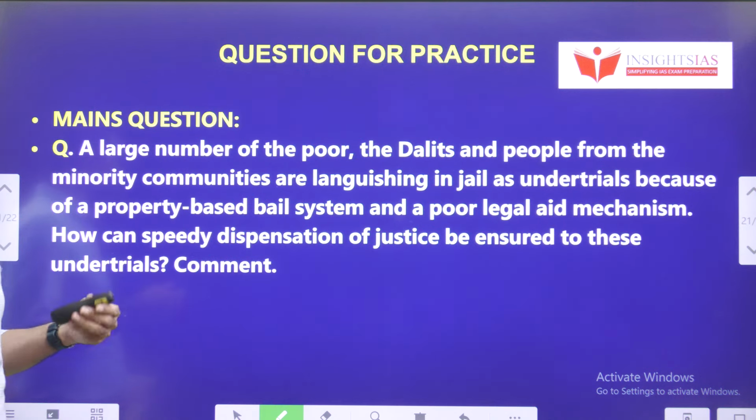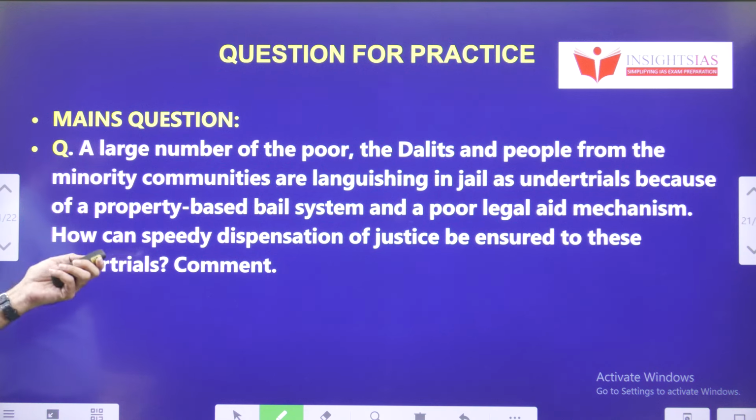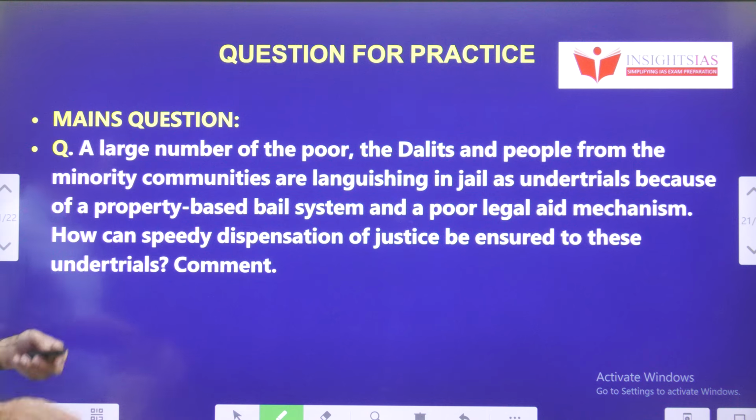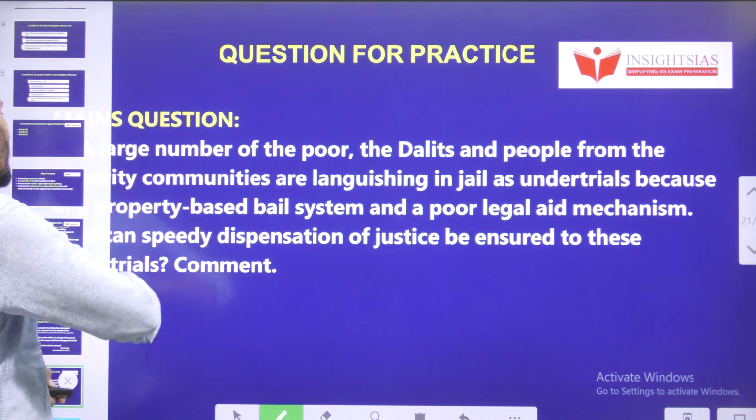A large number of poor, Dalit and minority community people are still languishing in jail as undertrials because they are unable to fulfil the bail conditions. How can speedy dispensation of justice be ensured for these undertrials? Comment. Okay. So in these kinds of conditions, how can speedy justice be delivered?